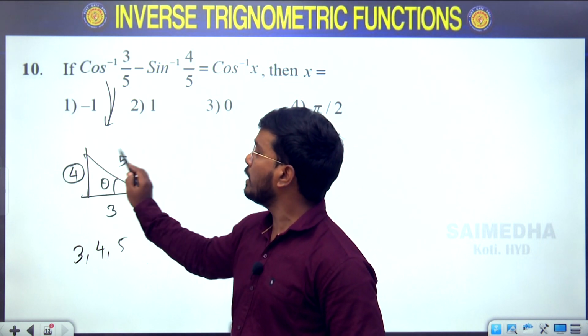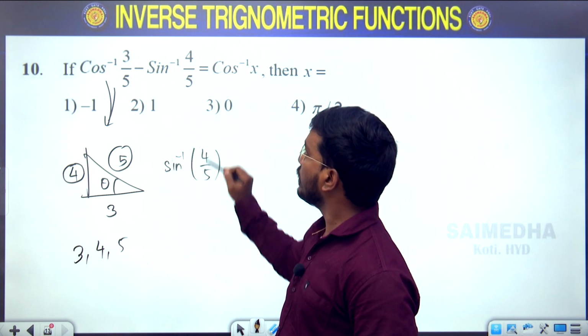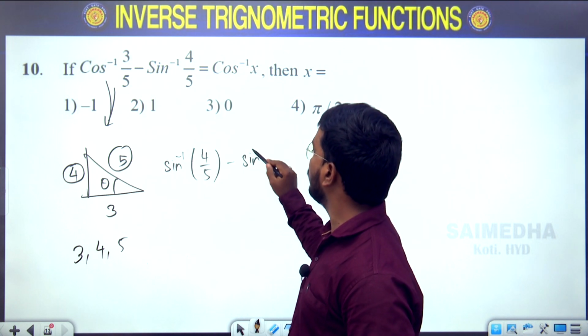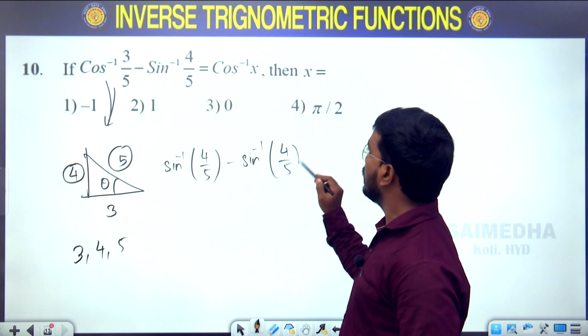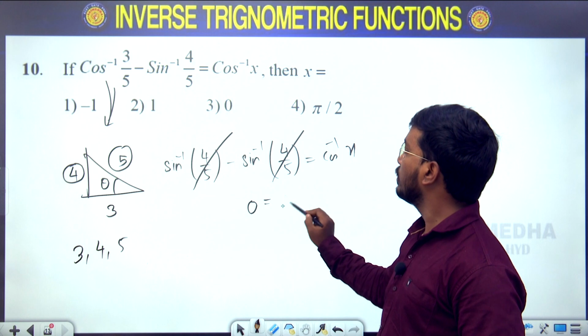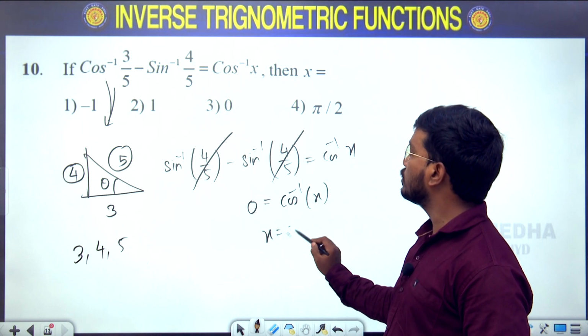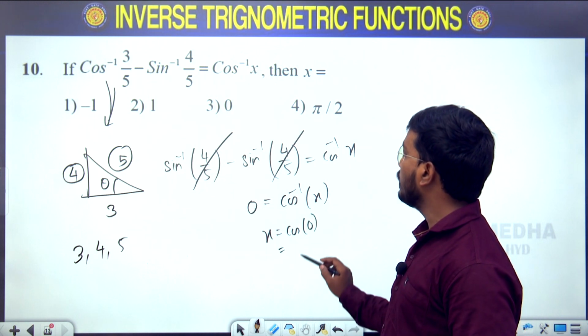Sine inverse is opposite by hypotenuse. So what is it going to look like? Sine inverse of 4 by 5. Then we have again sine inverse of 4 by 5 is equal to cos inverse of x. Both get cancelled. What is the answer? 0. Under what value of x will you get the answer as 0? x must be equal to what? Cos 0.